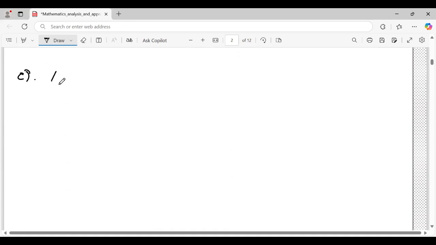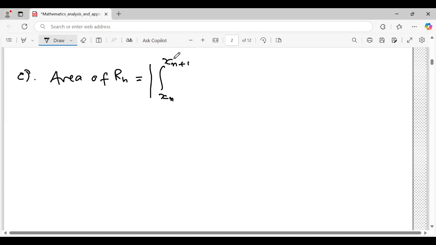C, area of Rn. Area cannot be negative, it should be positive. So that's why I would like to calculate the area as a positive result. Okay, modulus. Modulus means the result is never negative.